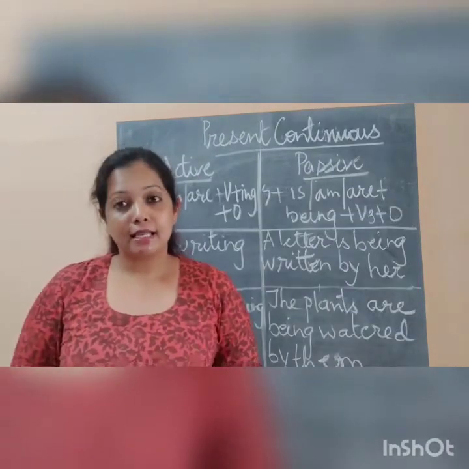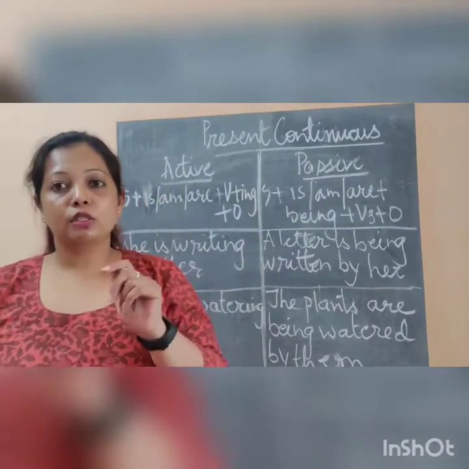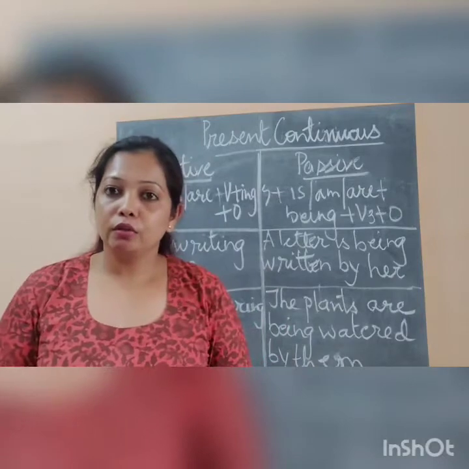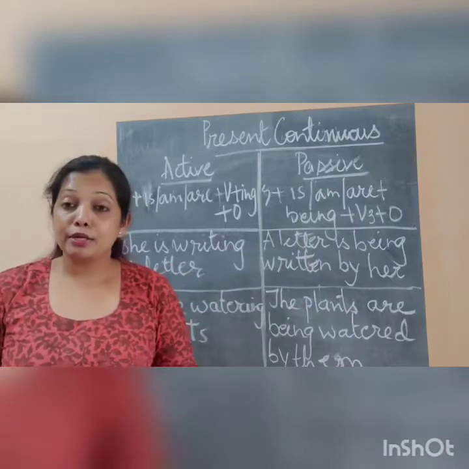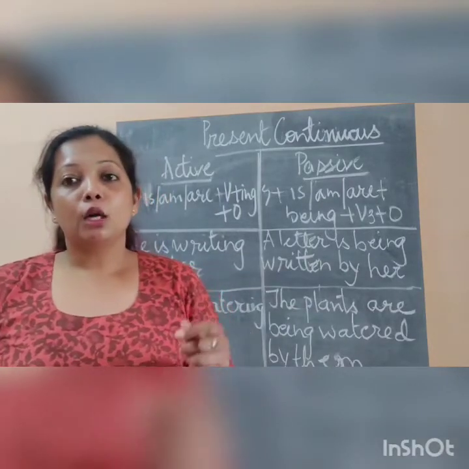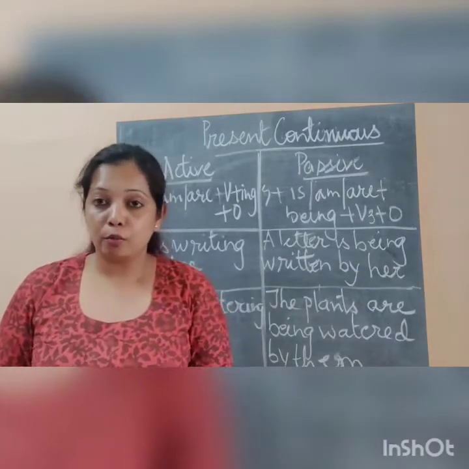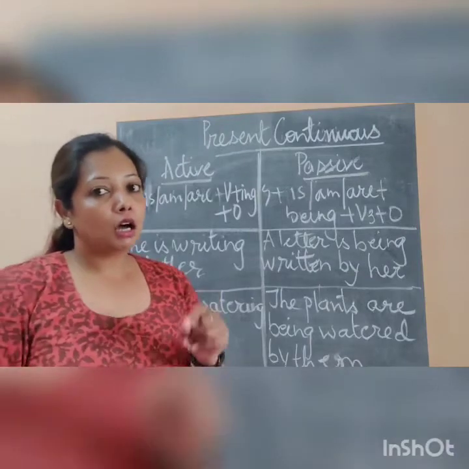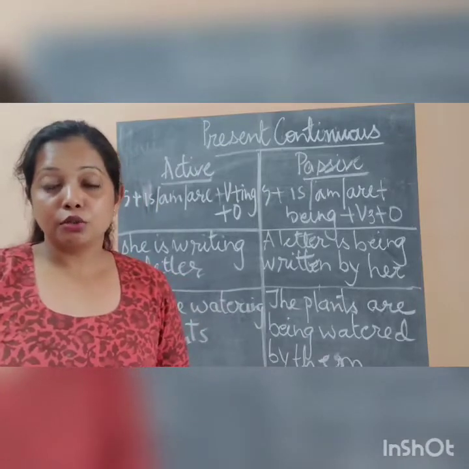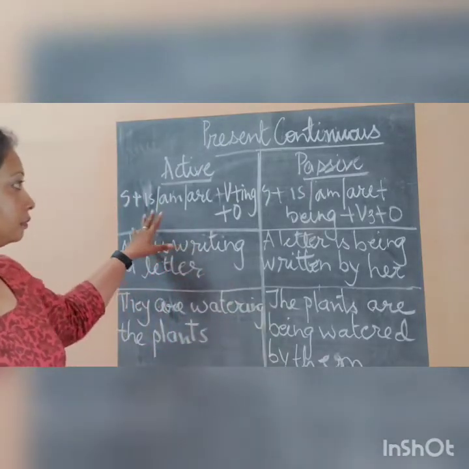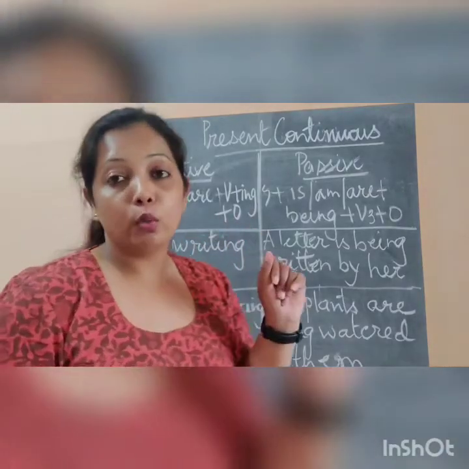Now let's see the next tense, that is present continuous tense. Okay, before this we saw simple present tense. Now the next form of the tense is present continuous tense. Now you all know that in a continuous tense we always add the ing form of the verb, right? So let's see how we will convert from present continuous to past continuous. So let's see here in active voice, how will we change?